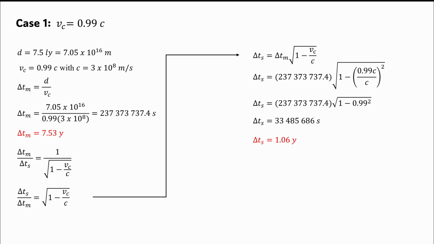Thus, while 7.53 years would pass for someone stationary on Bespin, only 1.06 years would elapse for passengers aboard the Millennium Falcon. It is important to note that these values are a bit contradictory to the Star Wars theory, with certain instances of the franchise suggesting that hyperspace only lasts for a couple of minutes.